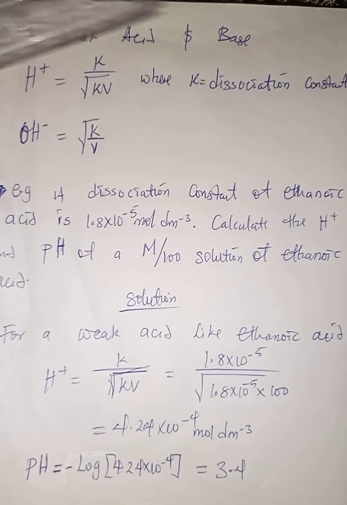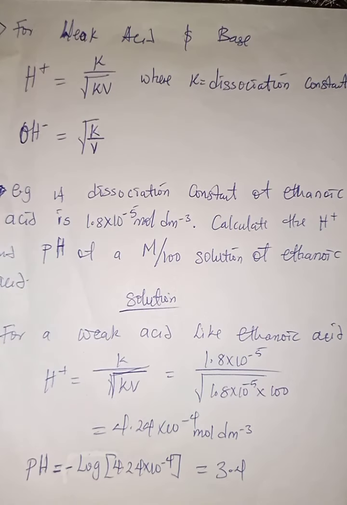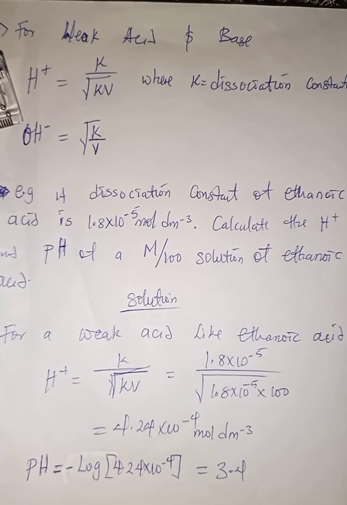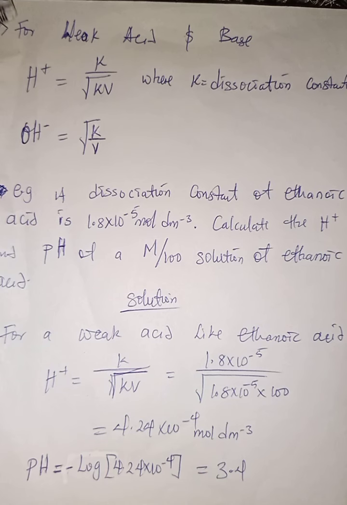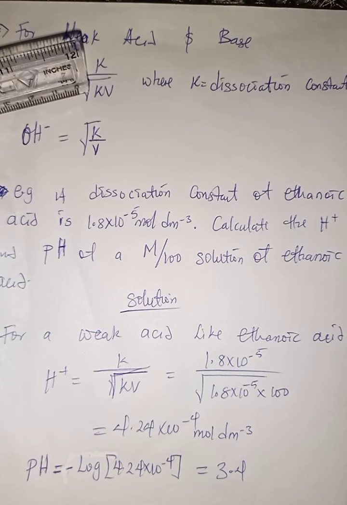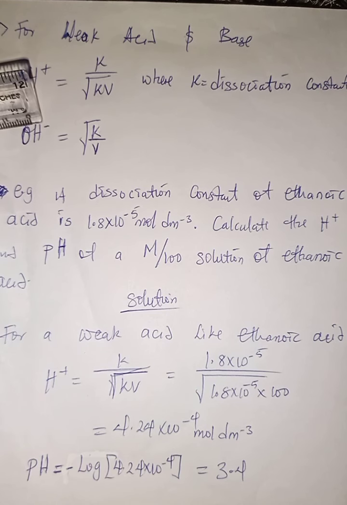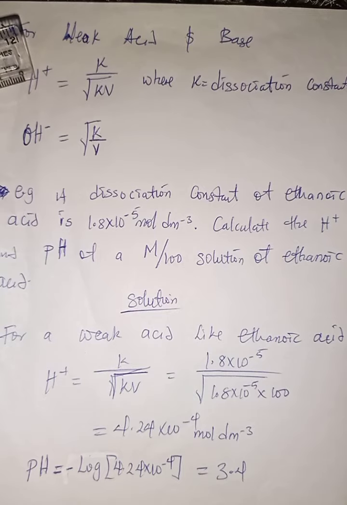Now, for a weak acid and base, if you want to calculate the pH, remember, for an acid we are going to have hydrogen ion concentration, for a base we are going to have hydroxyl ion concentration. For a weak acid, you use this relation to get the hydrogen ion concentration first. Remember, if you have hydrogen ion concentration, you have already gotten your pH. If you have hydroxyl ion concentration, you use the relationship from the dissociation of water to get your H plus, then you get your pH.